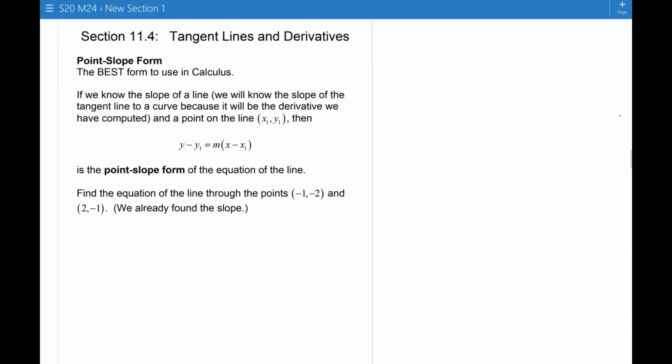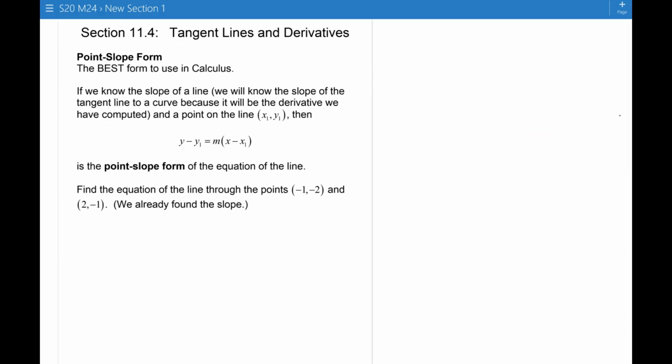So the point slope form is actually the most useful for us in calculus because as you just saw, we were getting slopes when we were doing the calculus work of finding the instantaneous rate of change. So if we know the slope of the line, and we'll know the slope from our tangent line slope calculation, and a point on the line, then we will be using this form of the equation of a line, and it's called the point slope equation.